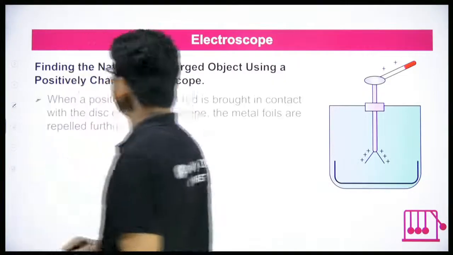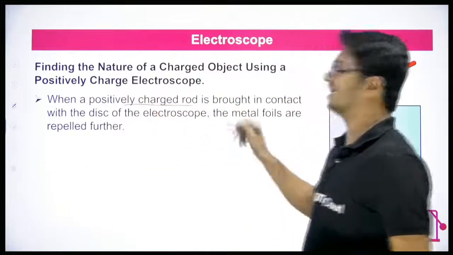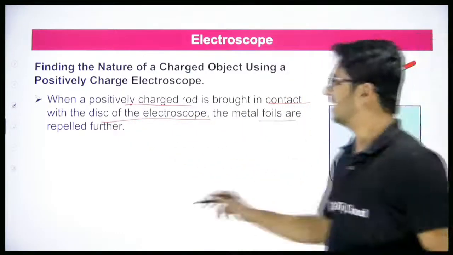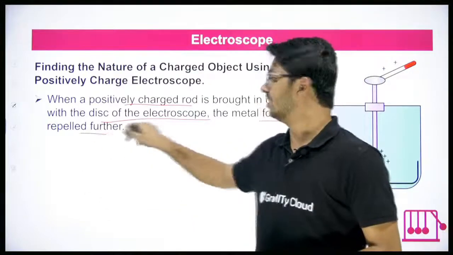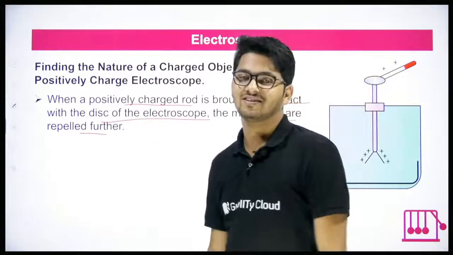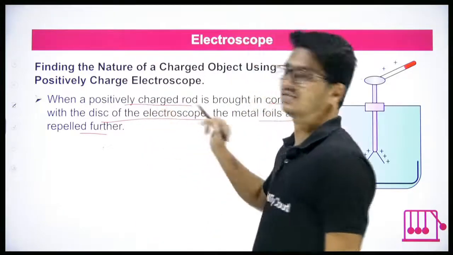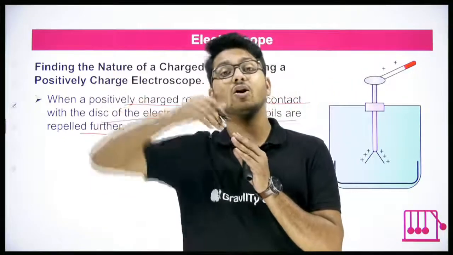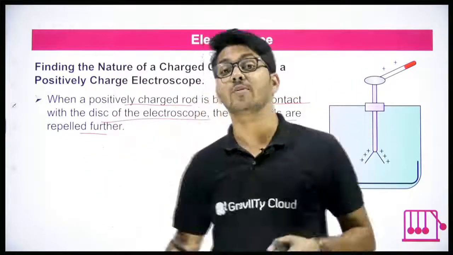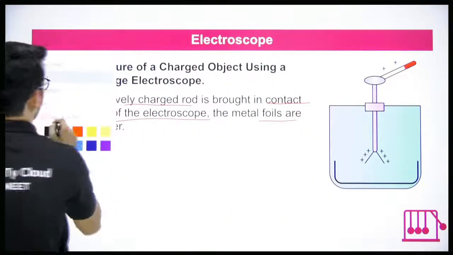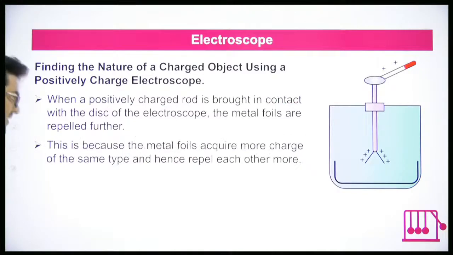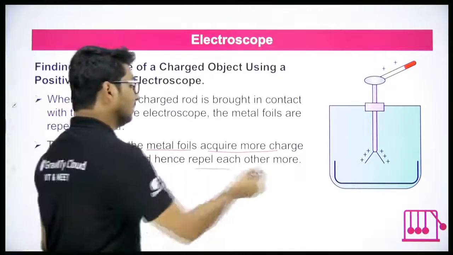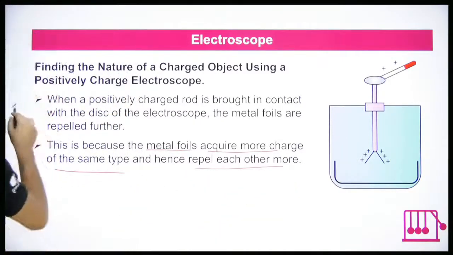Right. So here, when a positively charged rod is brought in contact with the disc of the electroscope, the metal foils are repelled further. Right? Same, the leaves are positively charged. The same charged rod is brought. It becomes more positive, there will be more repulsion. Is this clear? Good. This is because the metal foils acquire more charge of the same type and hence repel each other more. That is the reason.